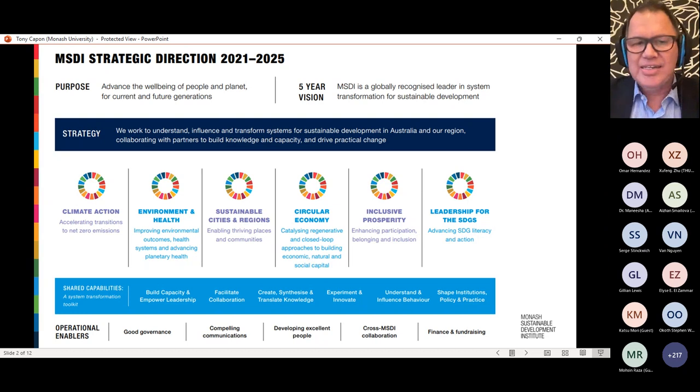And then in that dark band across the page, we work to understand, influence, and transform systems for sustainable development in Australia and our region, particularly Southeast Asia and Pacific Island countries, collaborating with partners to build knowledge and capacity and drive practical change. We, of course, also do a number of programs at the global level with our partners around the world. In the middle there, you can see our four primary domains for our work: climate action, environment and health, sustainable cities and regions, circular economy, inclusive prosperity, and leadership for the SDGs. Our institute is the Australia, New Zealand, Pacific Centre for the Sustainable Development Solutions Network. Next slide, please, Omar.